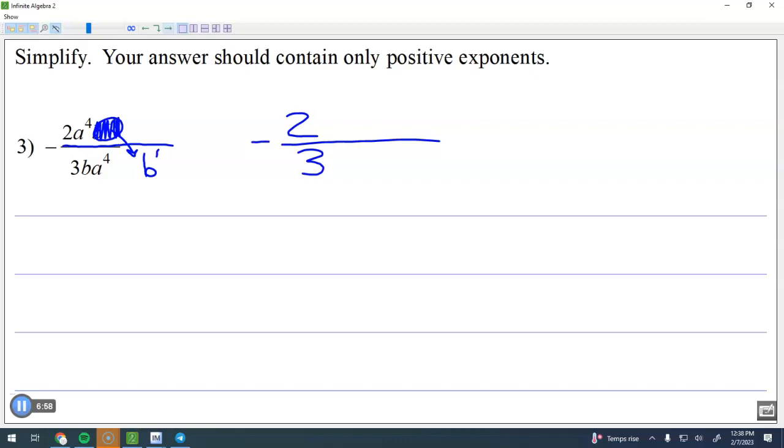Or if you want to look at it like subtracting, 4 minus 4 is 0, so now there's 0 of them left. And then I've got a b and another b on the bottom, so now I actually have b squared on the bottom, right? Because 1 plus 1 is 2. So that would be your answer to number 3.